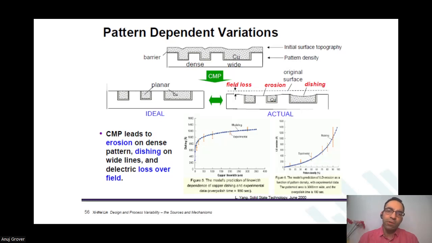Basically, the softness of copper is different from the softness of silicon dioxide. So if there are more wires, it means there is more copper in that region. The CMP process will polish it in one particular way. If there are lesser wires, it means there is a different level of hardness in that region. The CMP process will polish it in a different way. And your wires and delays may not be matched.